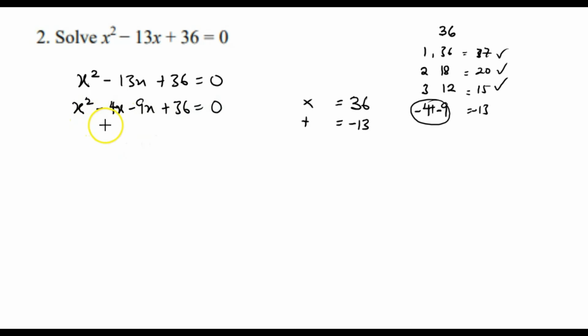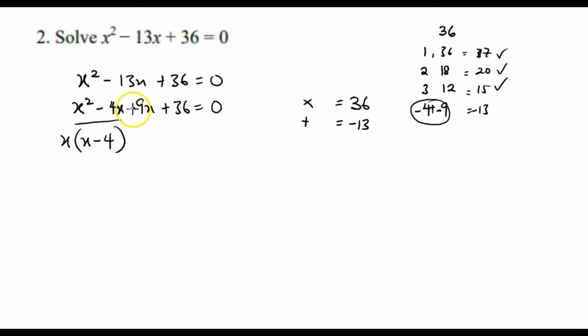Since we have a 4-term polynomial on the left hand side, we can group them into 2 and factorize them separately. So considering the first 2 terms, the common factor is actually x. So we are going to have x out into bracket x minus 4. x times x gives us x squared, then x times negative 4 will give you negative 4x. So we are done with the first 2 terms.